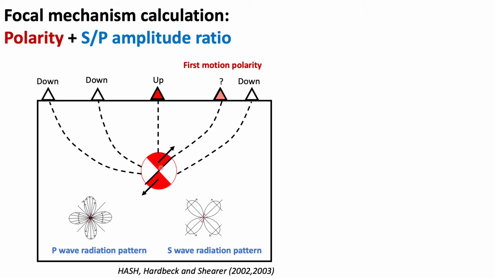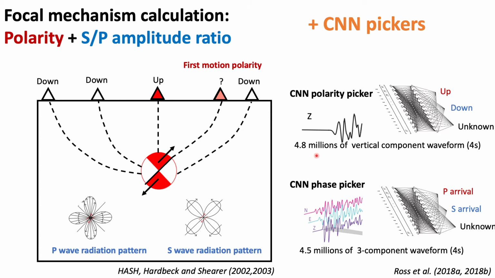The traditional method uses the recorded P-wave first motion polarity and the S/P-wave amplitude ratios to invert the earthquake focal mechanism. But for small earthquakes, the phase arrivals and the polarities are hard to separate from the noise. We overcome this challenge by implementing a CNN polarity picker and phase picker that are trained using millions of seismic waveforms in Southern California, with high accuracy and high detectability.